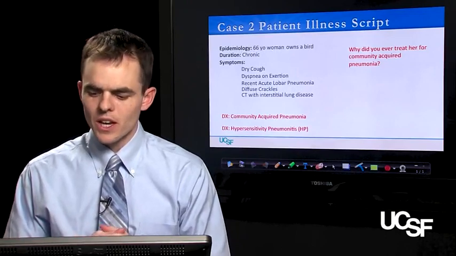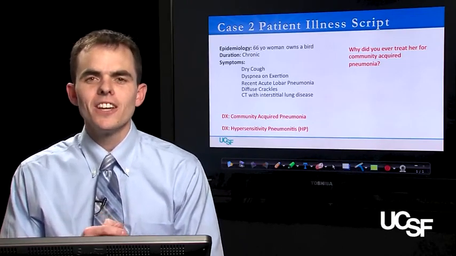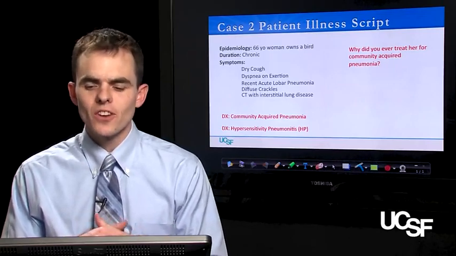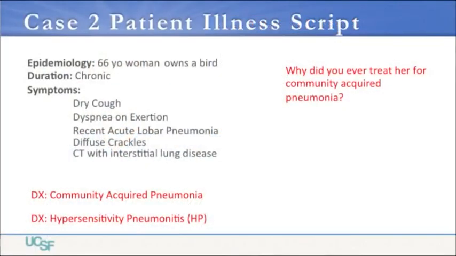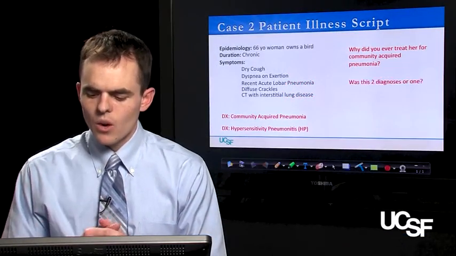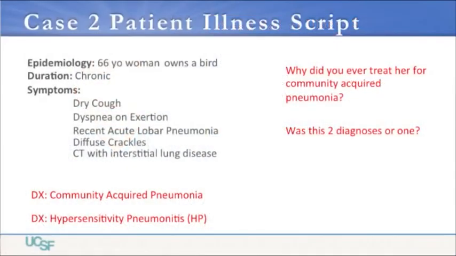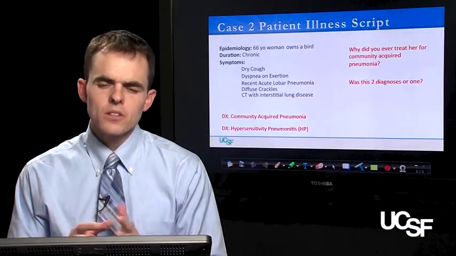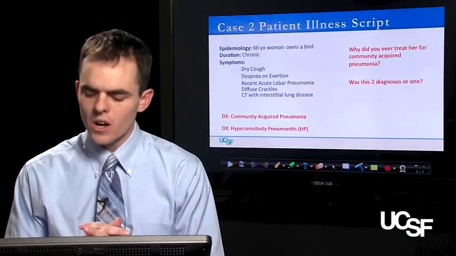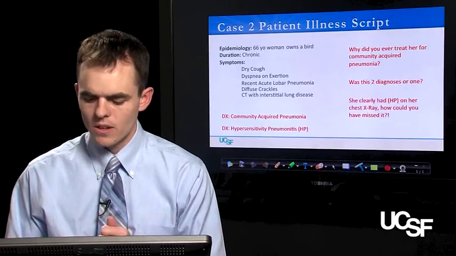Well, you could say, great, I came to the final diagnosis anyway. But let's imagine that somebody looks over the case and it turns out the patient got C. difficile colitis or a drug rash, and says, why in the world did you ever treat her with antibiotics for community-acquired pneumonia when we know that she had hypersensitivity pneumonitis? Why would you do that? Or let's say someone takes interest in the case and says, do you really think this was community-acquired pneumonia and hypersensitivity pneumonitis? Or do you think this was just hypersensitivity pneumonitis all along? Again, you'd have to think through your case.